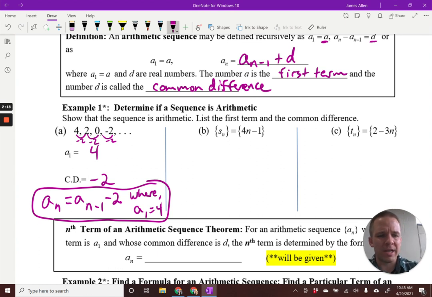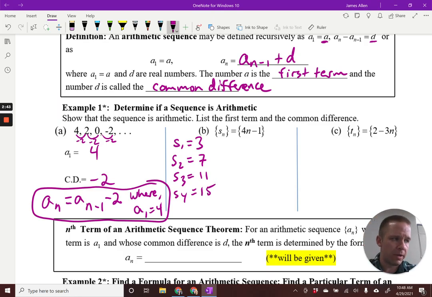All right, next one. Right now we have 4n minus 1. So that's actually defined explicitly, but we could list out some of our terms here. We could have s sub 1. If I put 1 in for n, that'd be 4 minus 1 is 3. S sub 2, that'd be 8 minus 1 is 7. And then we'd have 11. And then we'd have 15. We're going up by 4 each time, aren't we? Okay, so the common difference is going to be 4, right?